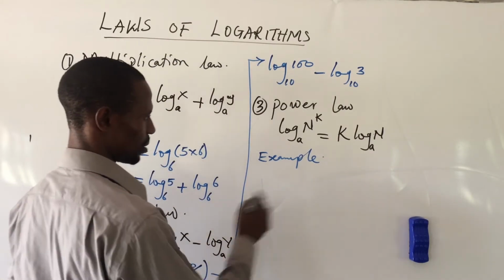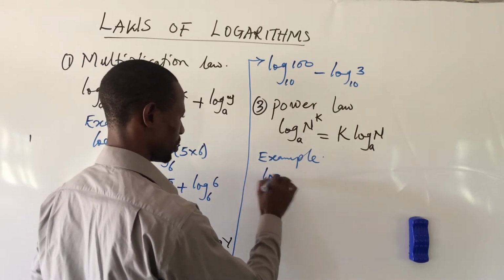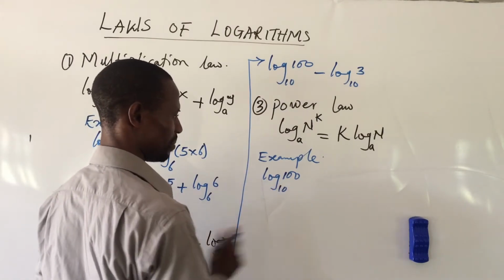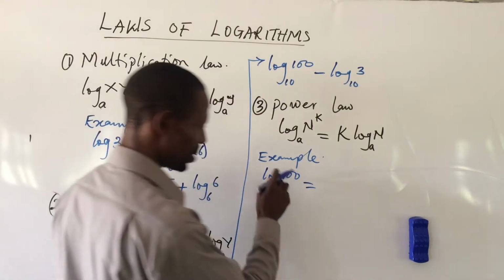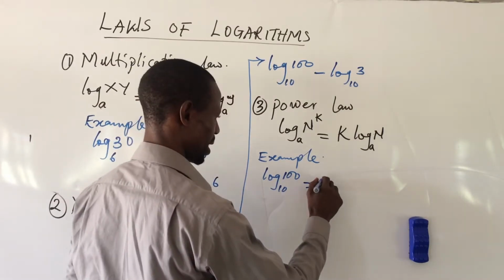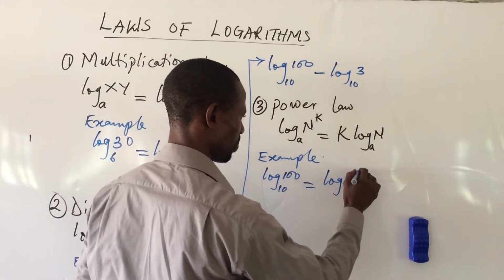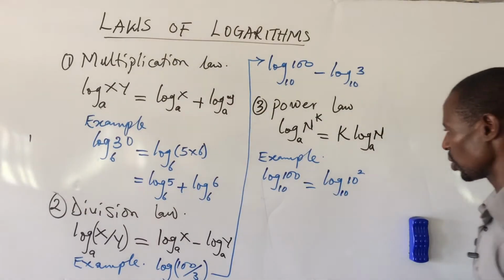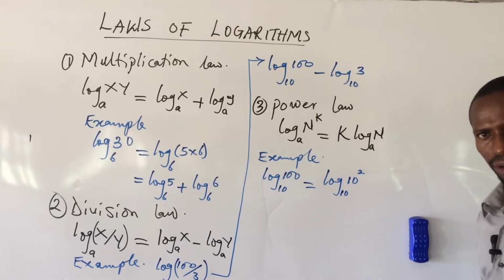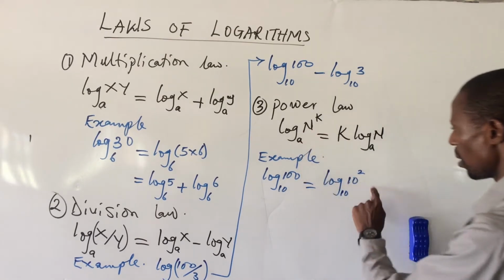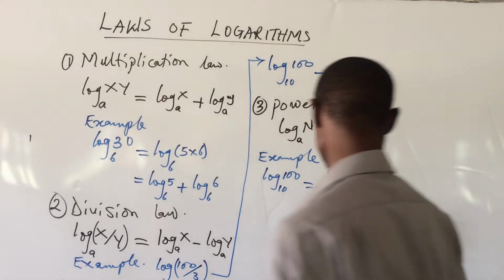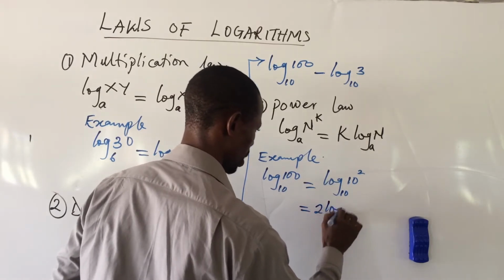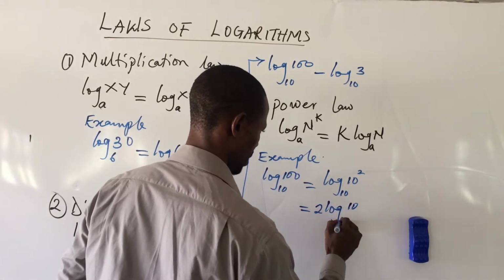For instance, what this law says is that if you have log 100, let's take this as an example, like log 100 base 10. We can express 100 as log 10 to the power of 2 base 10. Very simple, because 10 to the power of 2 is 100. Now, according to this power law, move this exponent backward. If you move it back, this automatically gives us 2 log 10 base 10.